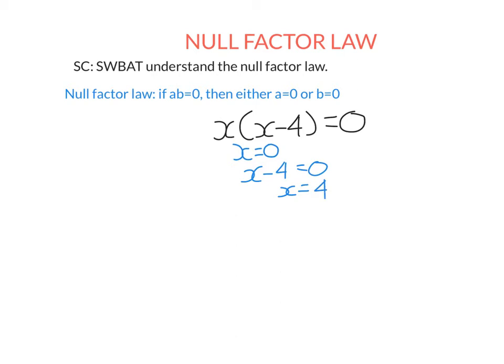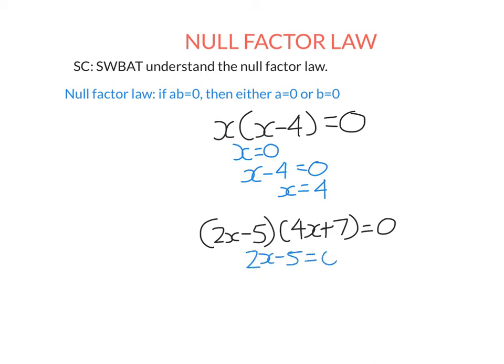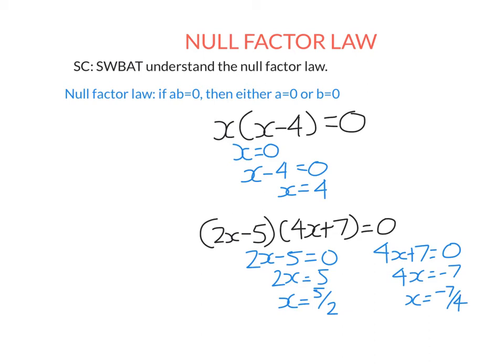Let's look at another example. Let's look at this example: 2x minus 5 times 4x plus 7 equals 0. So we have something times something equals 0. We can use the null factor law. The null factor law says either the first thing equals 0, or the second thing equals 0. Now, both of these are very simple linear equations to solve. So for this one, we would just add 5 to both sides and then divide each side by 2. x equals 5 over 2. For the other one, we would subtract 7 from both sides and then divide each side by 4. So we get x equals minus 7 over 4.